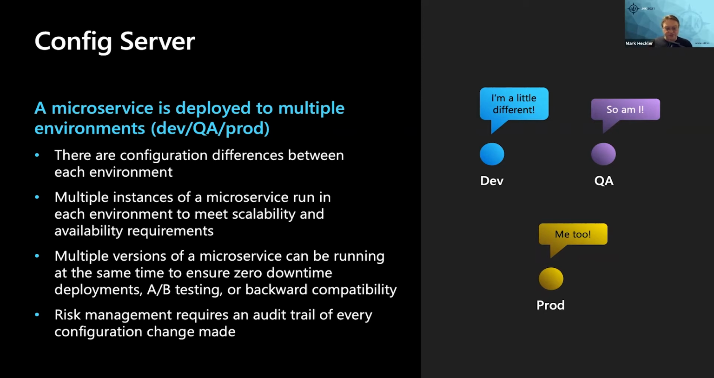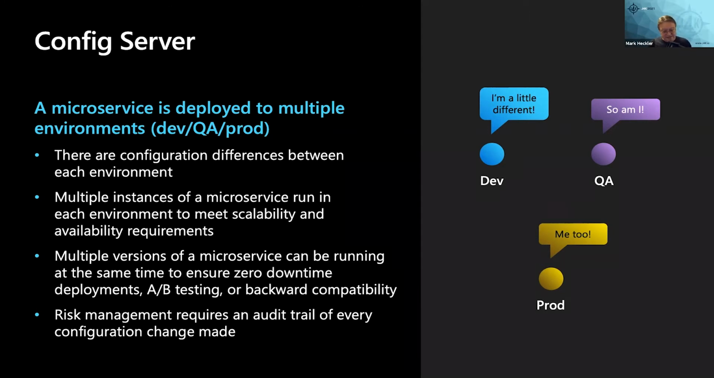With a configuration server, you're externalizing those configuration settings, and then you can either push or pull for updates among your various different instances of a microservice. And that gives you a lot of flexibility, a lot of power in your distributed architecture, your distributed system.